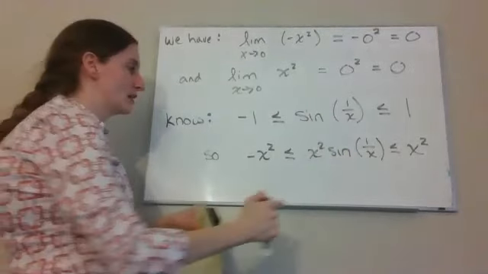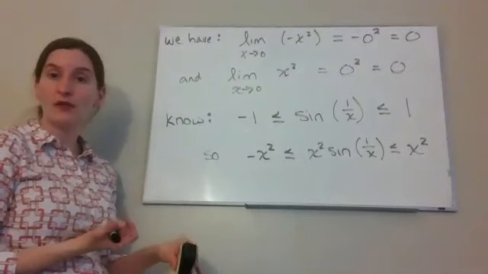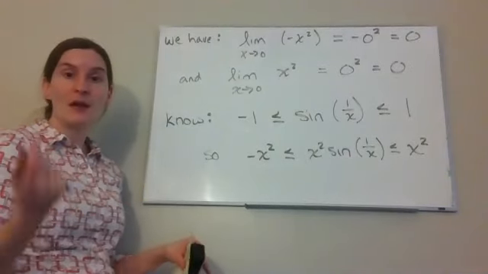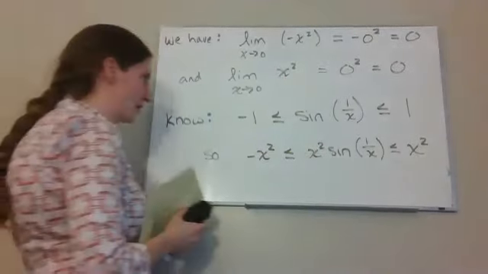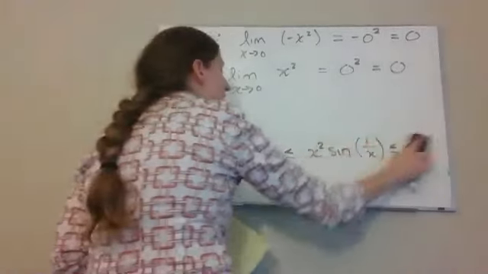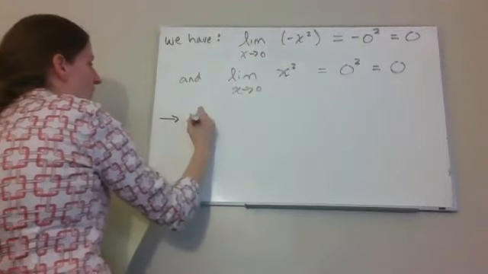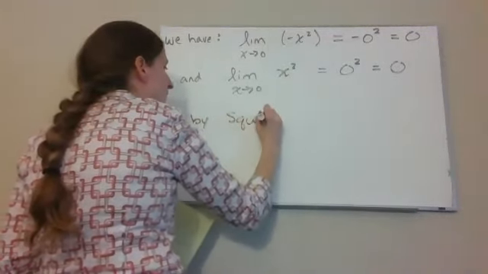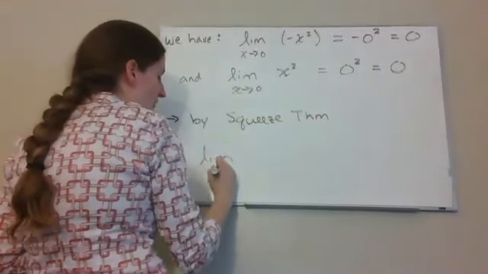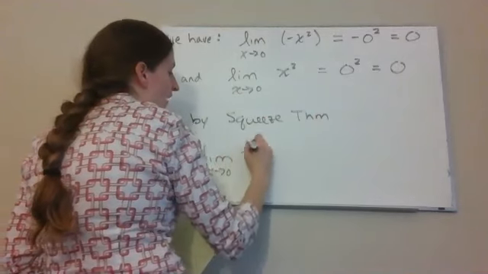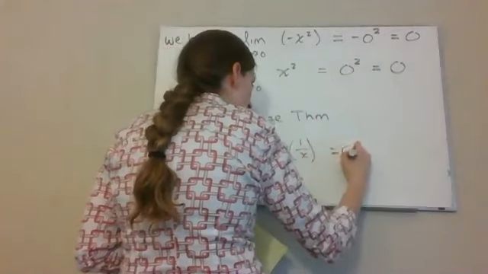So I have the limit of both the smallest function and the biggest function equaling each other. Both of those limits are equal to 0. This means by the squeeze theorem that the limit of the function smushed in the middle has to also be 0. So by the squeeze theorem, the limit as x approaches 0 of x squared sine of 1 over x is also equal to 0.